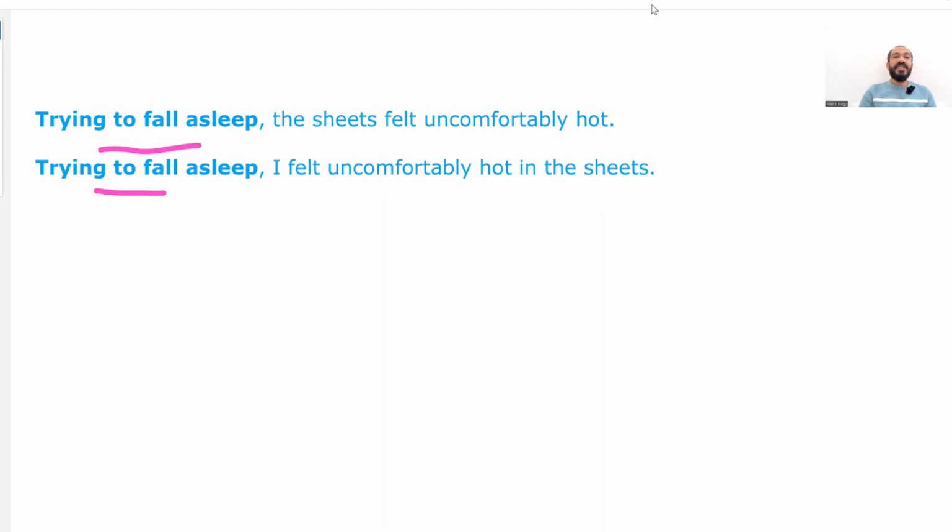In the first example, the modifier is placed next to the sheets. In the second example, it's placed next to I. Well, the second example is using the modifier correctly because it suggests that I was trying to fall asleep when I felt hot in the sheets. The first example, though, is using a dangling modifier because you cannot locate anything in the sentence that is trying to fall asleep. Not the sheets, not hot, not felt, not uncomfortably. There isn't a person in the sentence here. So this modifier is describing a person, and that person is not even in the sentence. It doesn't exist. That's the difference between misplaced and dangling modifiers.